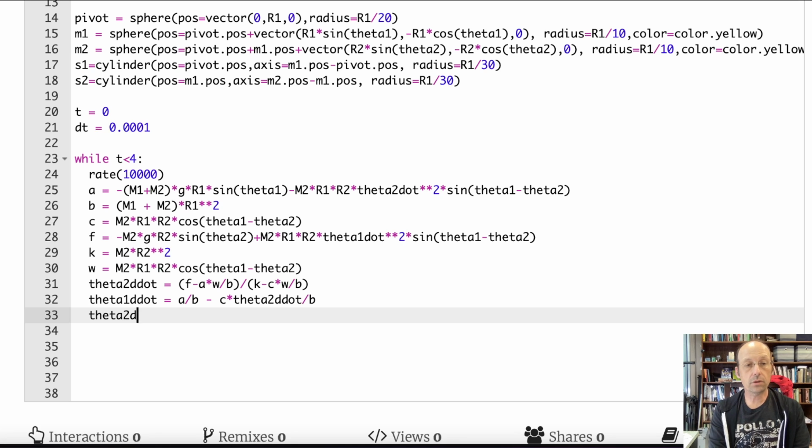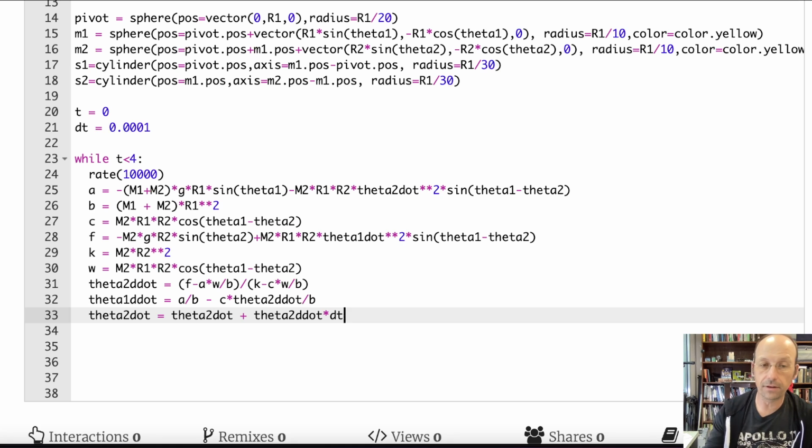Okay, theta 2 dot equals theta 2 dot plus theta 2 double dot times dt. Now, if you haven't done numerical calculations before, this is important. Notice I do not have the indices, like theta 2 dot equals theta 2 dot with a subscript 1, because I have the same variable on both sides. This is a make-equal-to sign. This says take the value of theta 2 dot, add theta 2 double dot times dt, and then make that the new variable. So I don't have to worry about all those indices. It just makes it a lot easier.